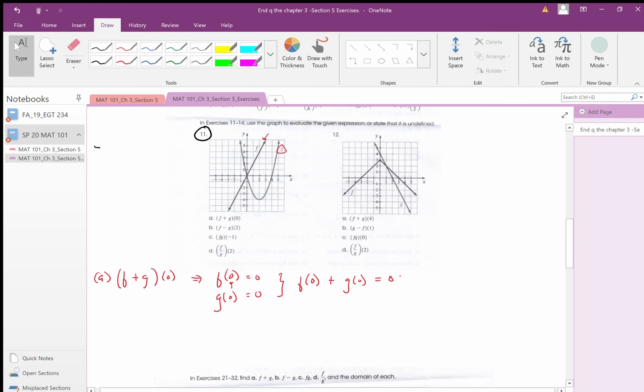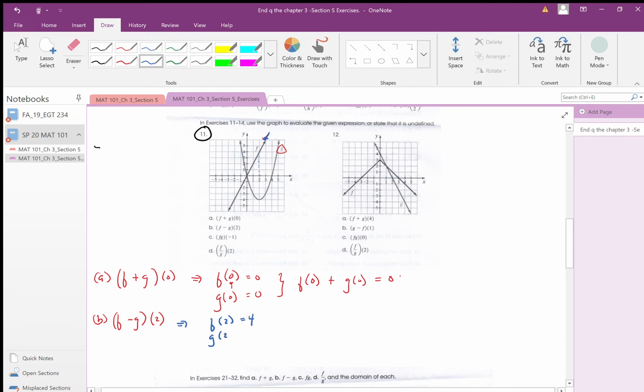Now b is going to be f minus g of 2. Let me just use a different color here. For my f of 2, I'm going to look on the f graph, right? This is my f graph right here. And I'm going to ask myself, when x is 2, what is going to be my y? So when x is 2, I come up here, my y is 4.